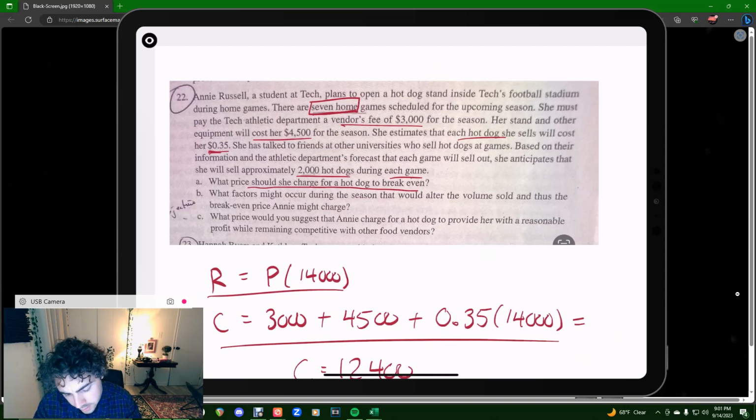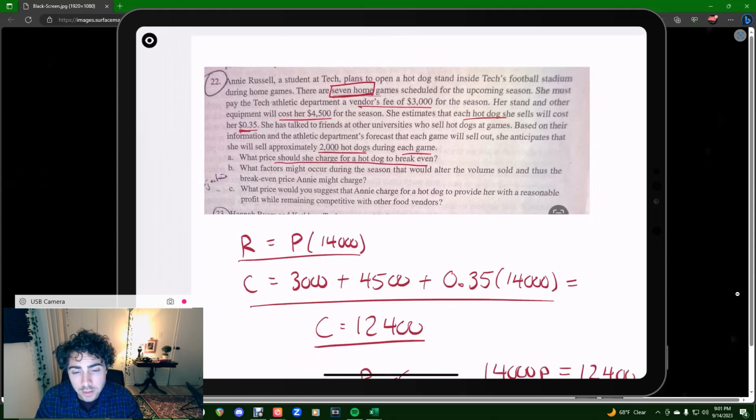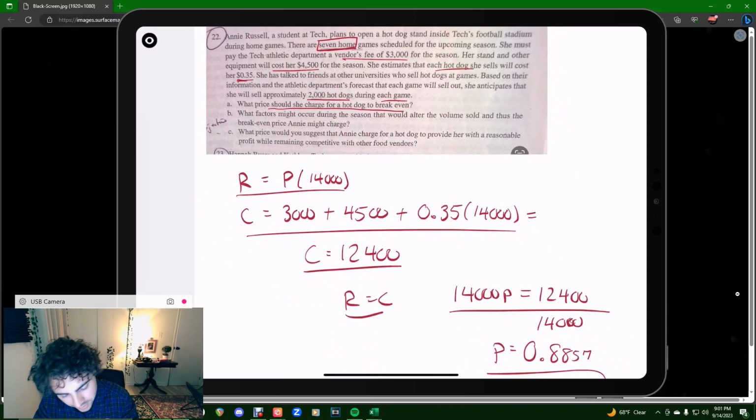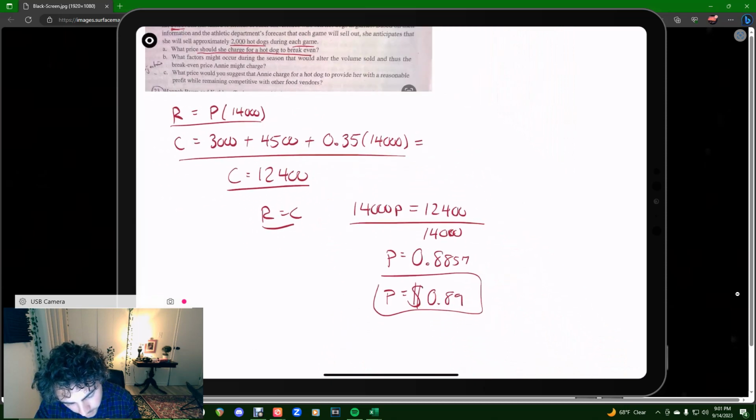Part C, what price would you suggest that Annie charge for a hot dog to provide her with a reasonable profit while remaining competitive with other food vendors? Looking at the answer key, when they said reasonable profit, they just made up a number, I think about $5,000. It's just a matter of what you think is a reasonable profit. Then you choose that to be your profit.